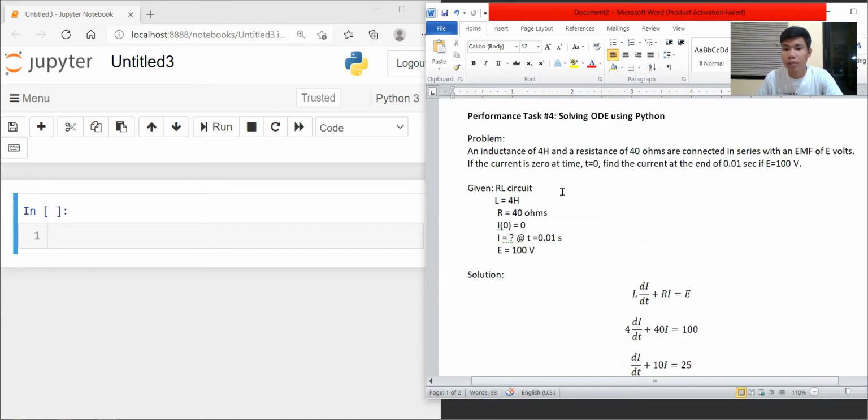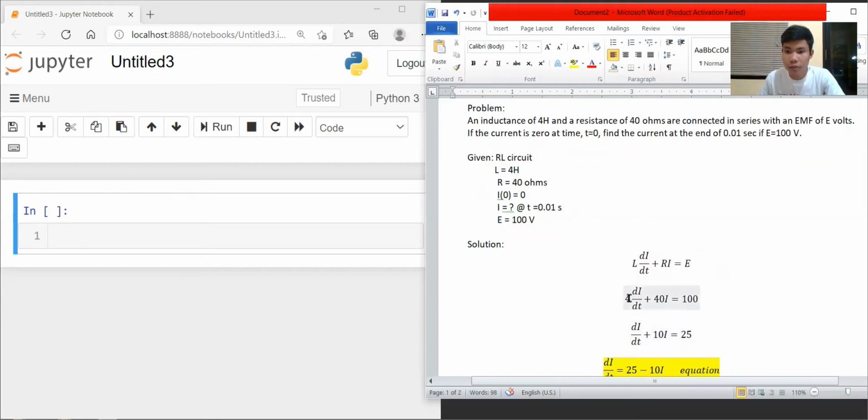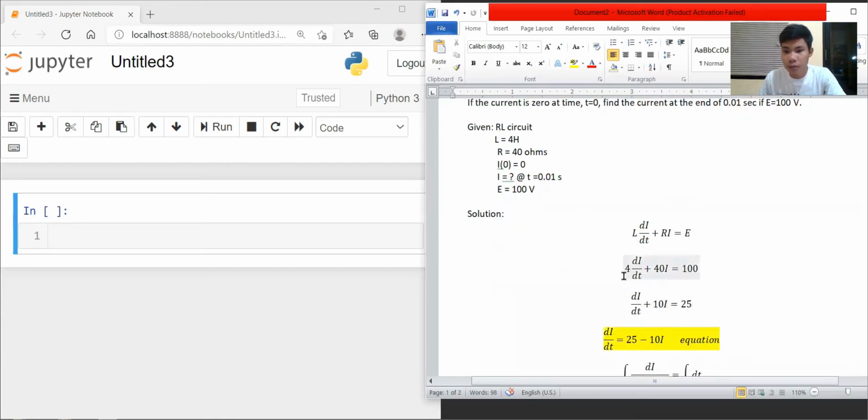So in an RL circuit, we use this equation: L di over dt plus Ri equals E. So let's substitute the given, which is L is 4. So we have 4 di over dt plus R which is 40, 40i equals E, which is 100. So this equation, we multiply it by 1 over 4. We will get di over dt, and 40 times 1 over 4 is 10, plus 10i. So 100 times 1/4 is equal to 25.